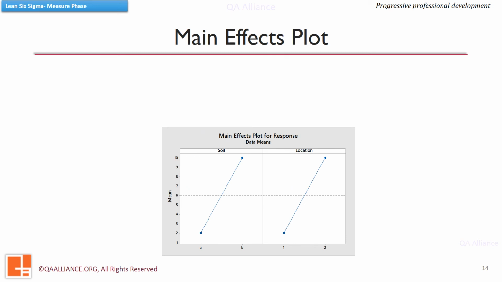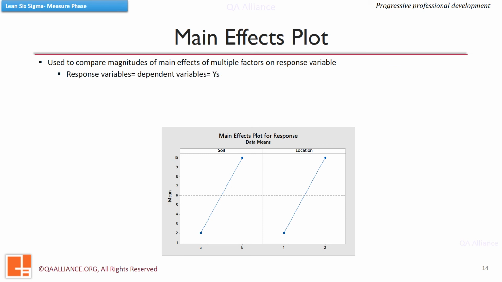The commonly used plots in ANOVA and DOE are main effect and interaction plots. Main effect plots are used to compare magnitudes of main effects of multiple factors on response variables. Response variables are the dependent variables or the Y's as we discussed in the define phase.